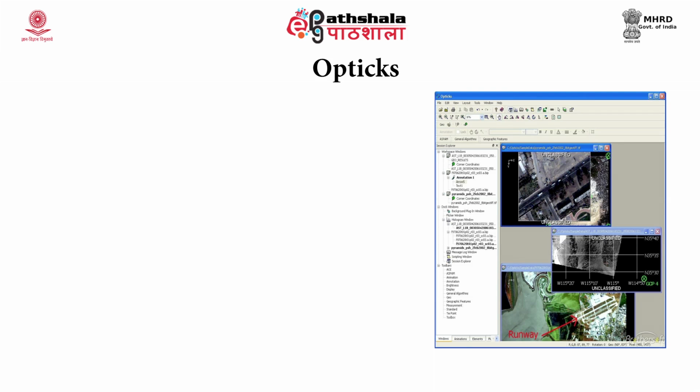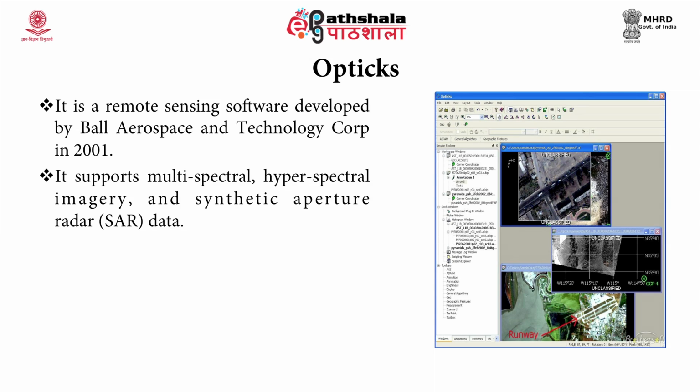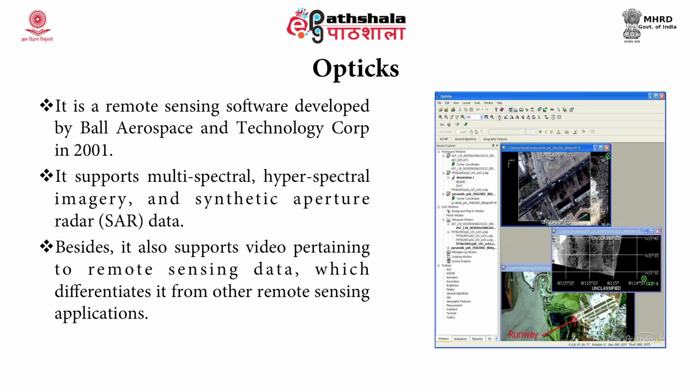Another open source software that we are discussing here is Opticks, which is a remote sensing software developed by Ball Aerospace and Technology Corp in 2001. It supports multispectral and hyperspectral imagery as well as synthetic aperture radars data. Besides, it also supports videos pertaining to remote sensing data, which can differentiate it from other remote sensing applications that are currently available.